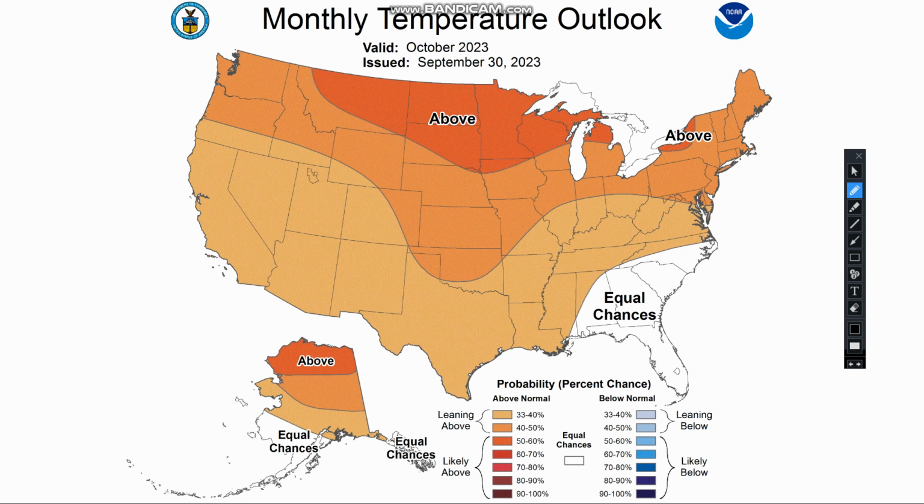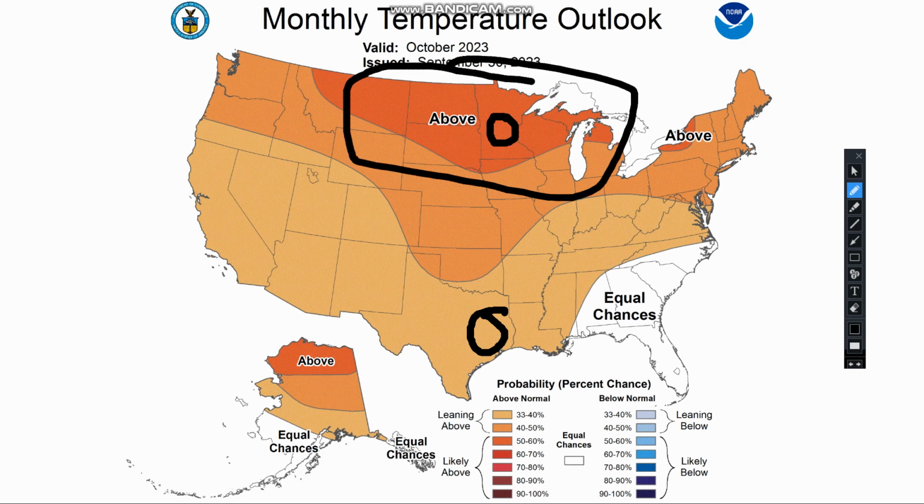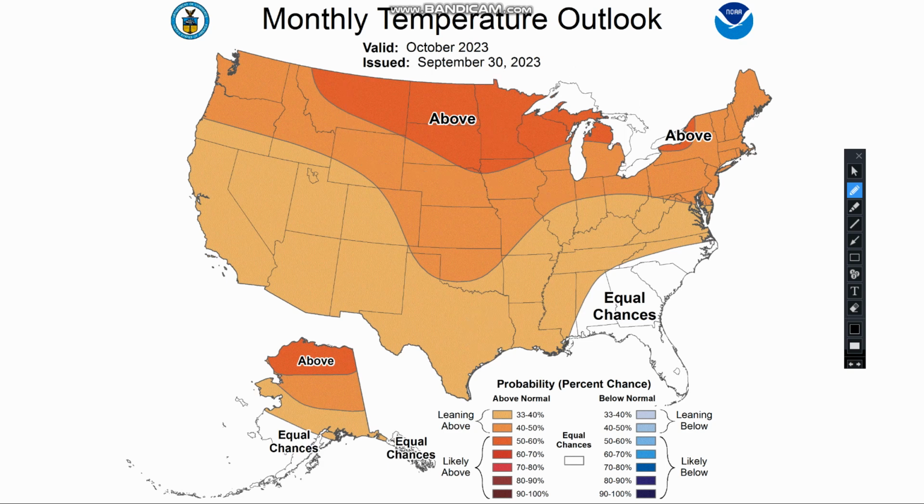Now, the deeper colors do not mean that we're going to be further above average. It just means that we have a higher confidence that they will be above normal to some capacity. So, for example, Minneapolis could end up being only a degree above average, whereas down in maybe Houston, it could be 5 degrees above average. But up here in the northern tier, there's a higher chance of that, and that's what these colors are suggesting. So that's kind of the guidelines that they follow.